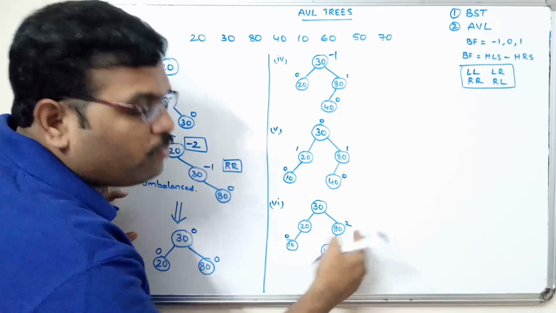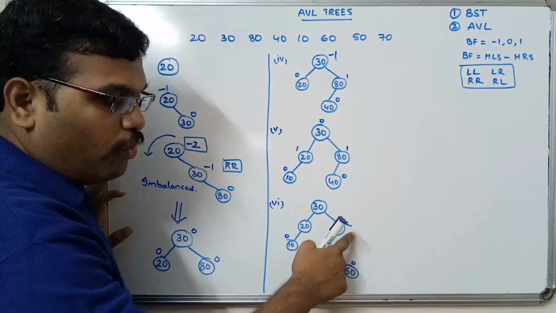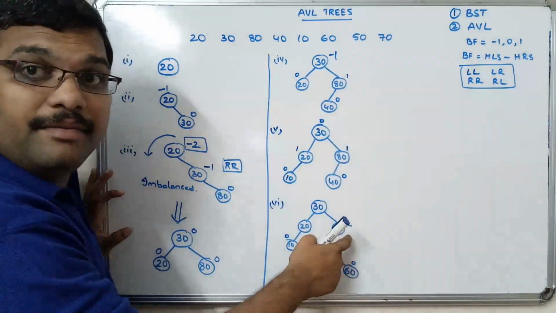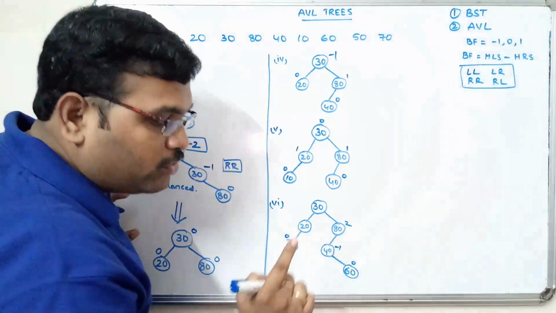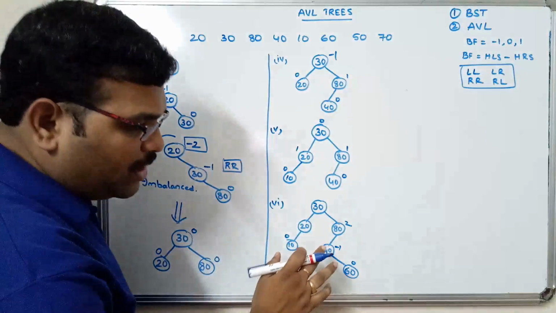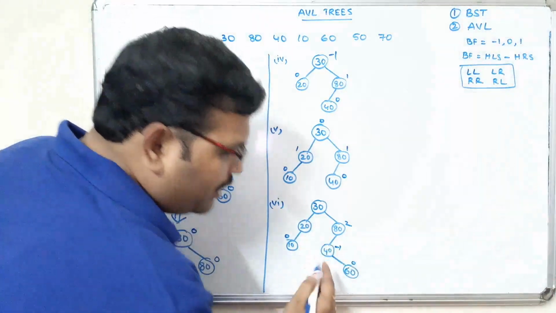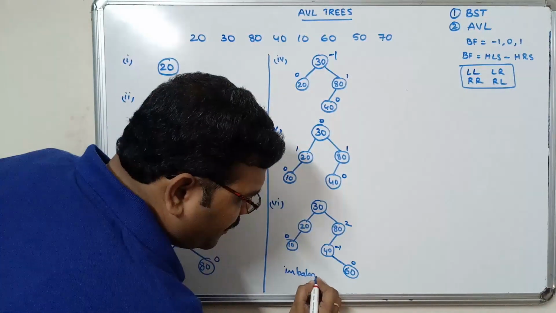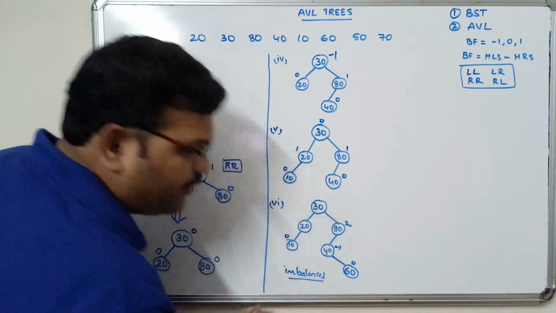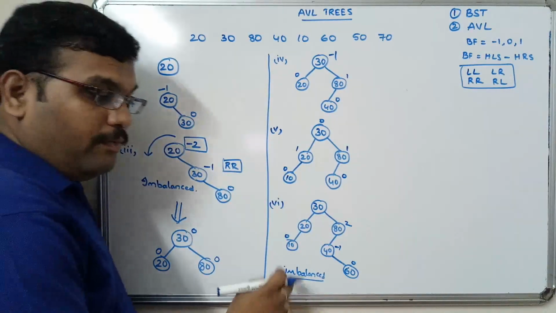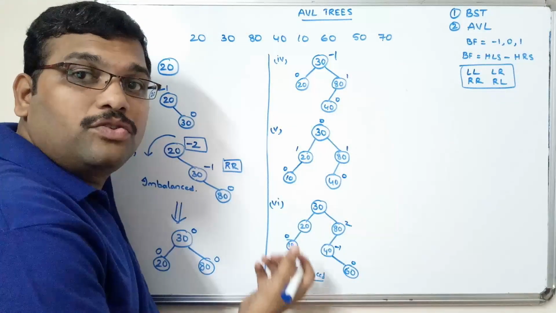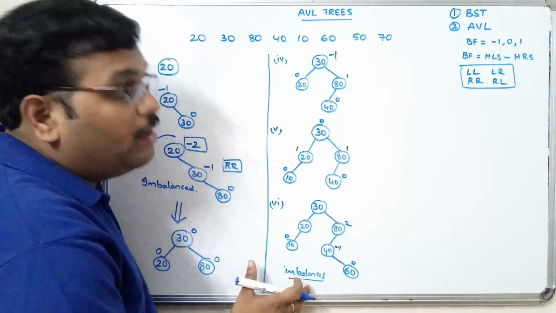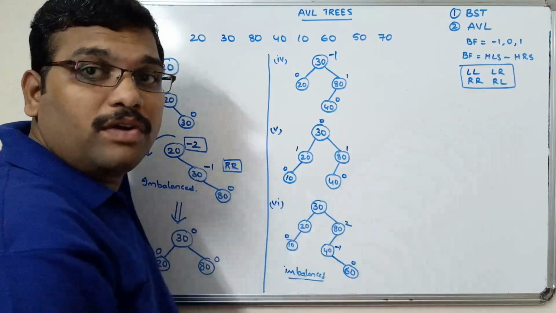So here it violates the AVL tree. Right? So here we have to stop. If you observe this one, when we got this imbalance, this is the imbalanced tree. Right? So in order to change this imbalance to balance, what do we have to do? We have to apply one among these 4 rotations.